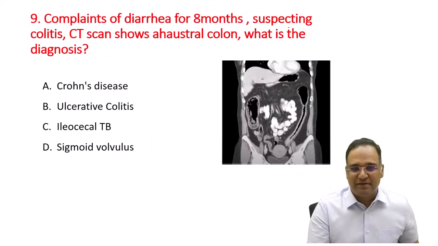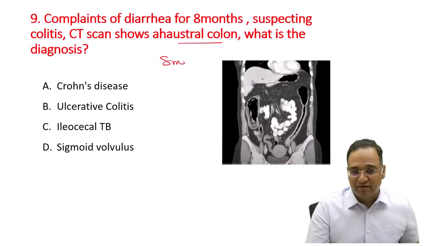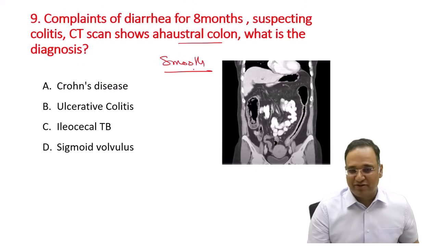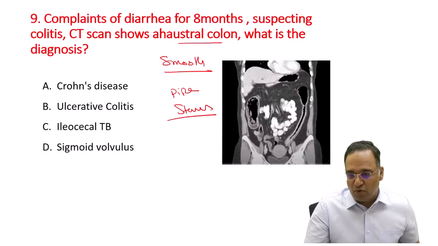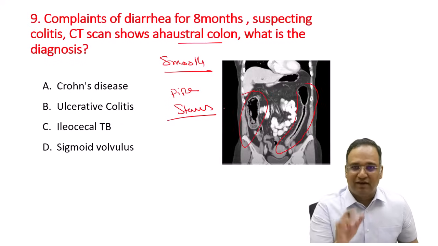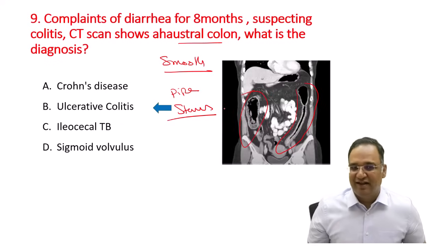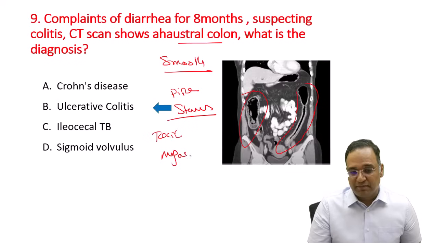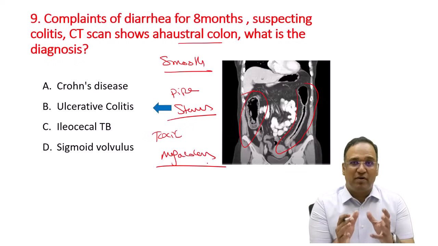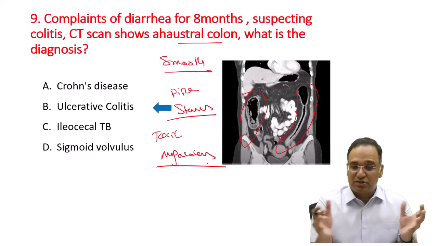A patient with diarrhea for 8 months, suspecting a colitis. CT scan shows ahaustral, that means a smooth colon. No haustration, smooth colon. What is the diagnosis? Understand, this is called pipe stem appearance. Pipe stem appearance. So, this smooth-walled colon you see in ulcerative colitis, and it will lead to toxic megacolon. Toxic megacolon. And the chance of spontaneous rupture of a toxic megacolon is very high.